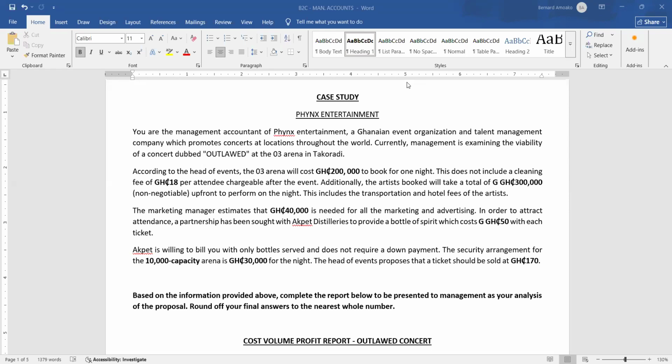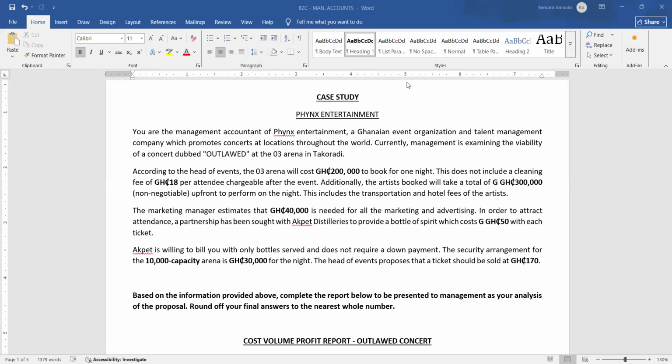Additionally, the artist booked will take a total of 300,000 (non-negotiable) upfront to perform on the night. This includes the transportation and the hotel fees of the artist. The marketing manager estimates that 40,000 is needed for all the marketing and advertising. In order to attract attendance, a partnership has been sought with Akpet Distilleries to provide a bottle of spirit which costs 50 cedis with each ticket. Akpet is willing to bill you with only bottles served and does not require a down payment.